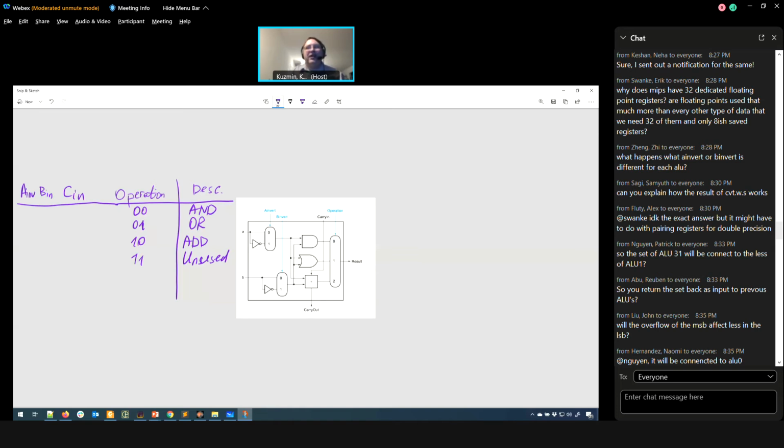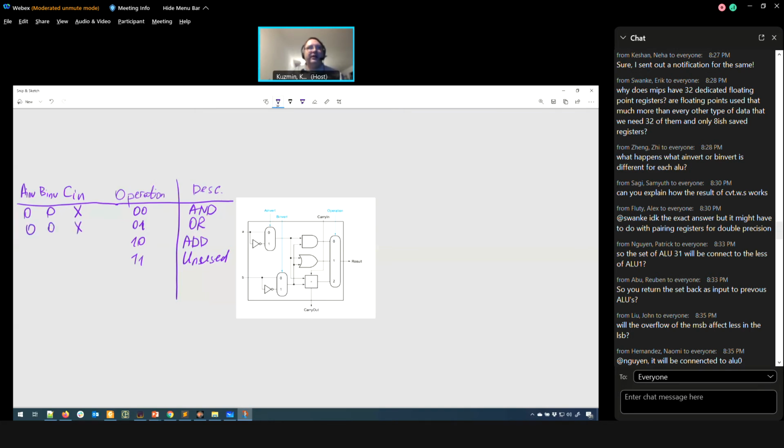Well, carry in is not a control signal, but it still plays a role, so we keep it in this table. So for and, what do we do with Cin? It doesn't matter. So it's an X, right? Yeah, unused. We call it don't care. It can be 0, can be 1, doesn't matter. And A inv and B inv have to be 0, right? So for or, well, it's the same, right?